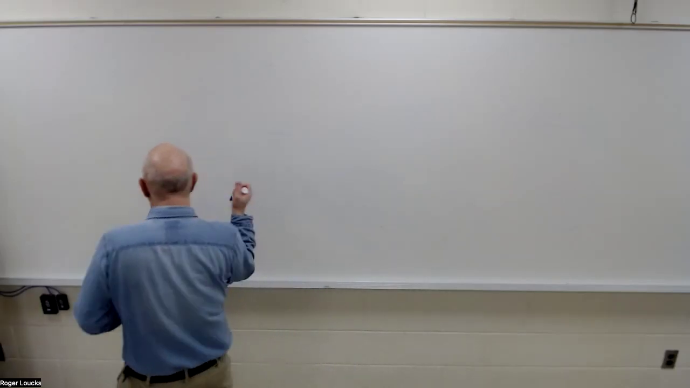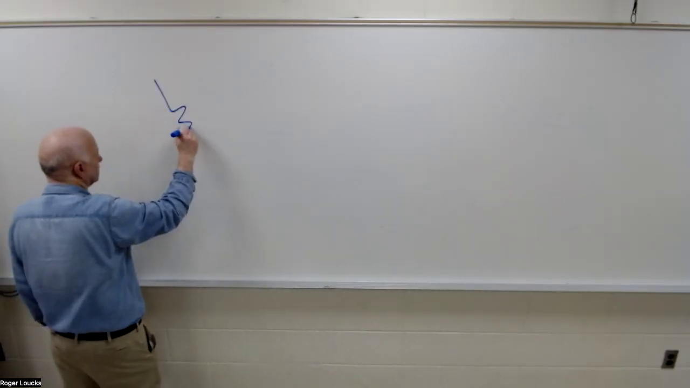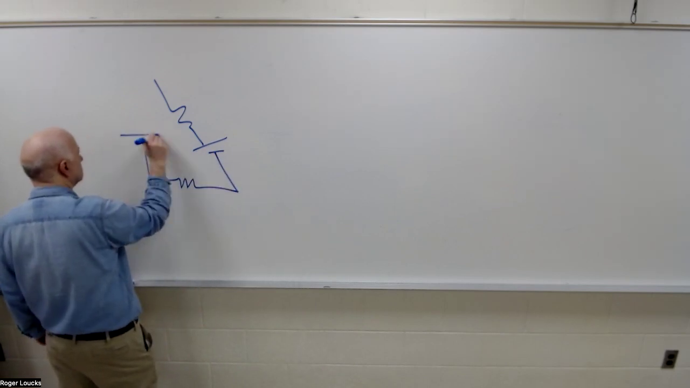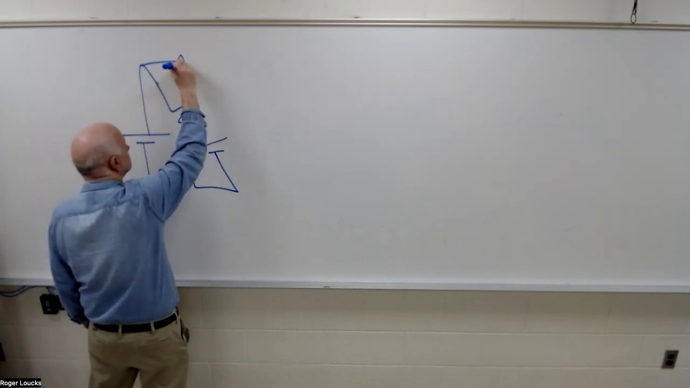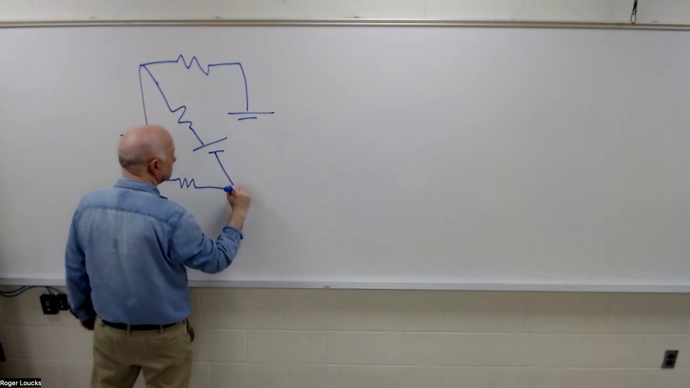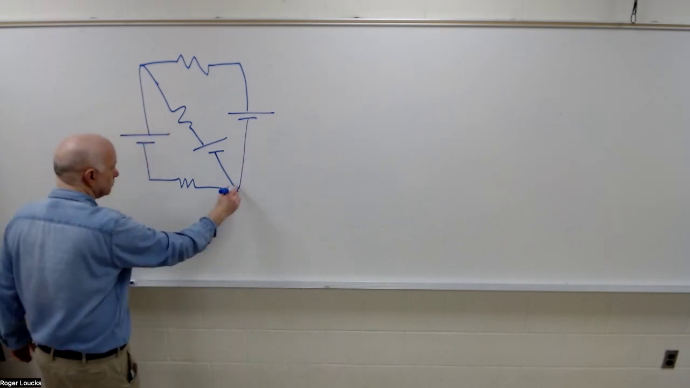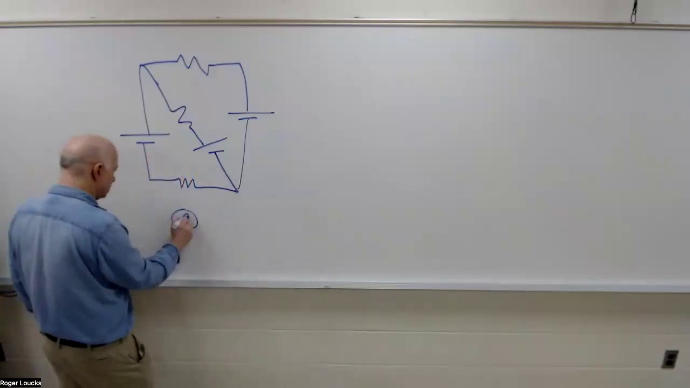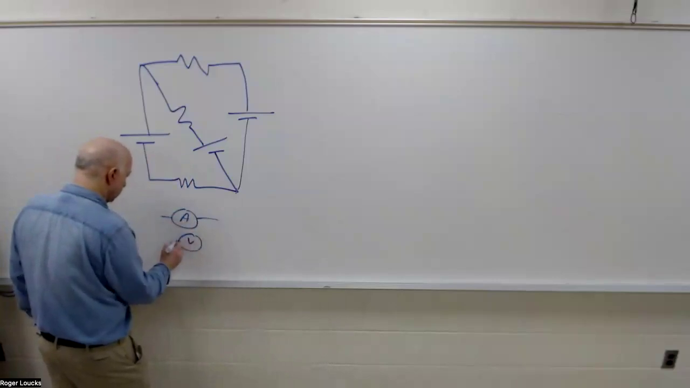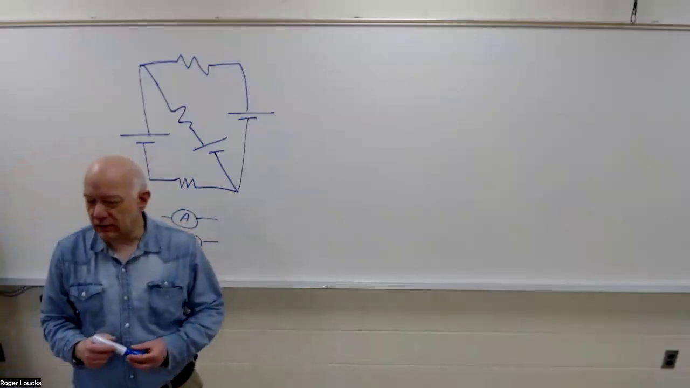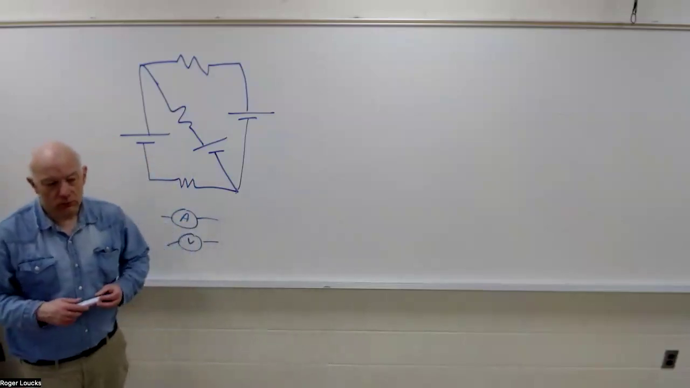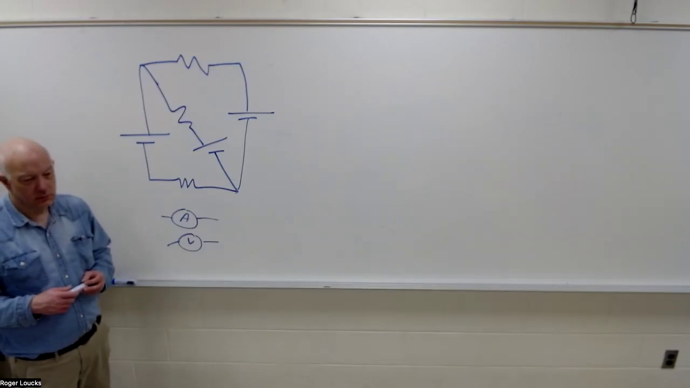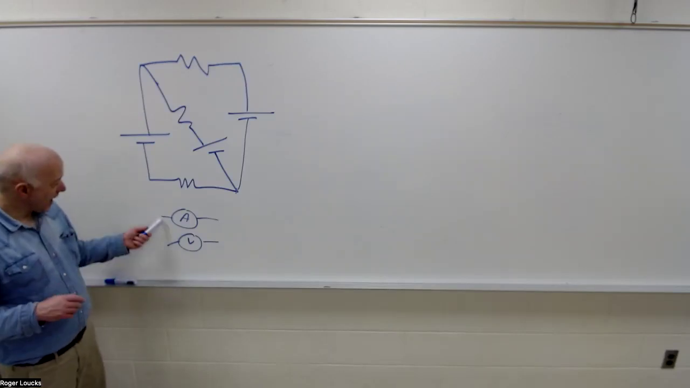That said, let's try another little circuit. Let's leave this guy here. Ideally, we're going to have this in lab today. So we have an ammeter here, and we have a voltmeter here. What happens if we have an ideal ammeter and an ideal voltmeter? How do you have them work?